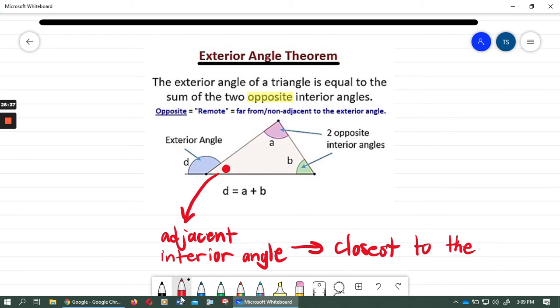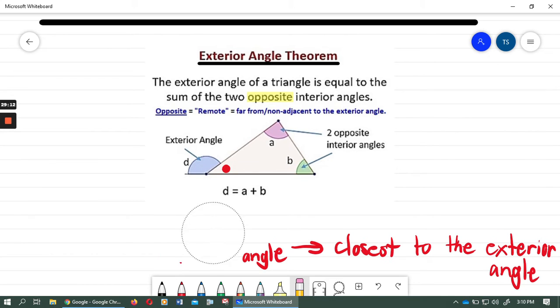Because I think I'm doing a thorough job of trying to explain this. What I mean when I say the two opposite interior angles or the two remote interior angles, we're not talking about the adjacent interior angle, which is the closest one to the exterior angle, but we're talking about the other two interior angles. Y'all get what I'm saying? I hope so, because I'm spending a few minutes just trying to be thorough and make sure you get what I'm saying here about which two interior angles we're talking about. So I hope that you get it. If not, you know how to contact me.